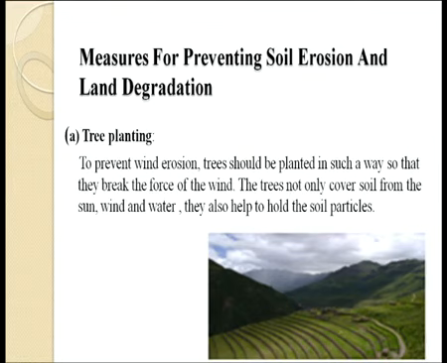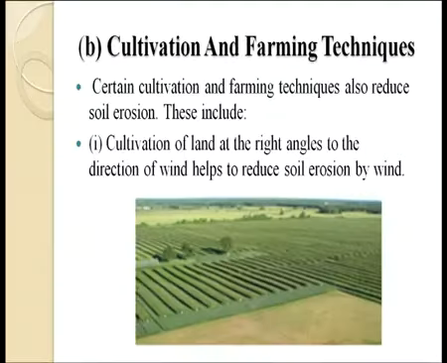First, tree planting. To prevent wind erosion, trees should be planted in such a way that they break the force of the wind. The trees not only cover soil from the sun, wind or water, they also help to hold the soil particles. Cultivation and farming techniques. Certain cultivation and farming techniques also reduce soil erosion. They include cultivation of land at right angles to the direction of the wind, which helps to reduce soil erosion by wind. Plowing style. Plowing style substantially reduces the amount of erosion. Tilling the field at right angles to the slope is called contour plowing. It helps to prevent or reduce soil erosion.